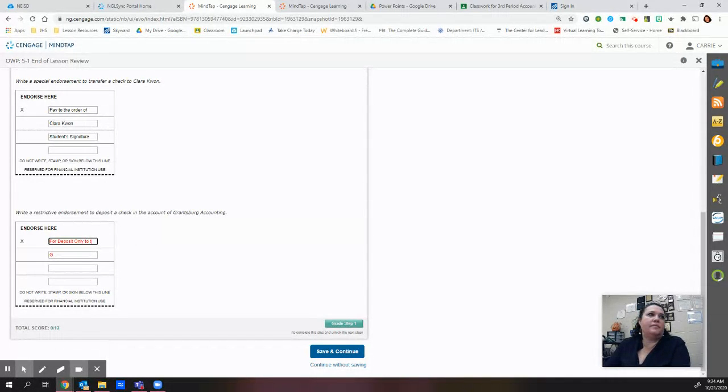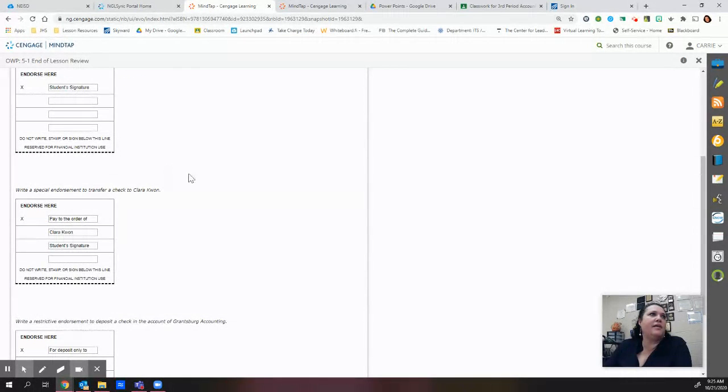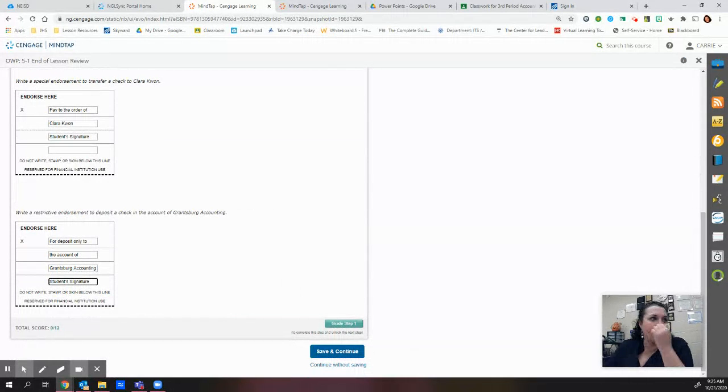Okay, so you have to do it like this. Make sure that you see that you have to do for deposit only to the account of Grantsburg Accounting is the third line, and then student's signature goes right there. So I know it's kind of weird, but just make sure you understand how it goes on the MindTap, or you might get it wrong.